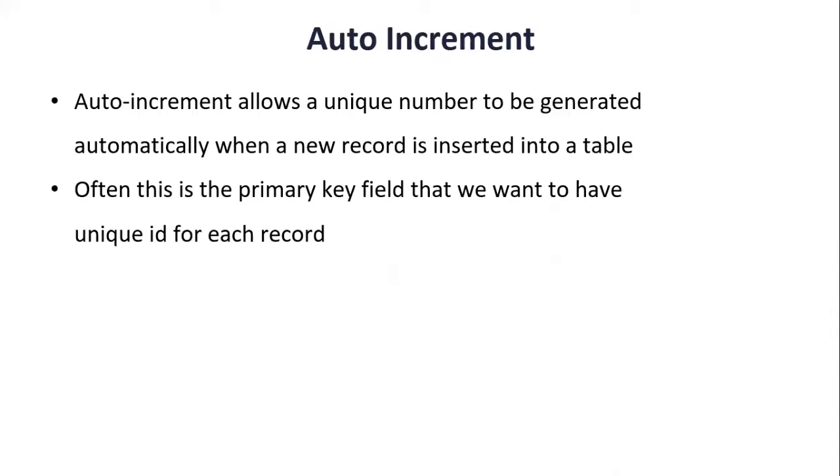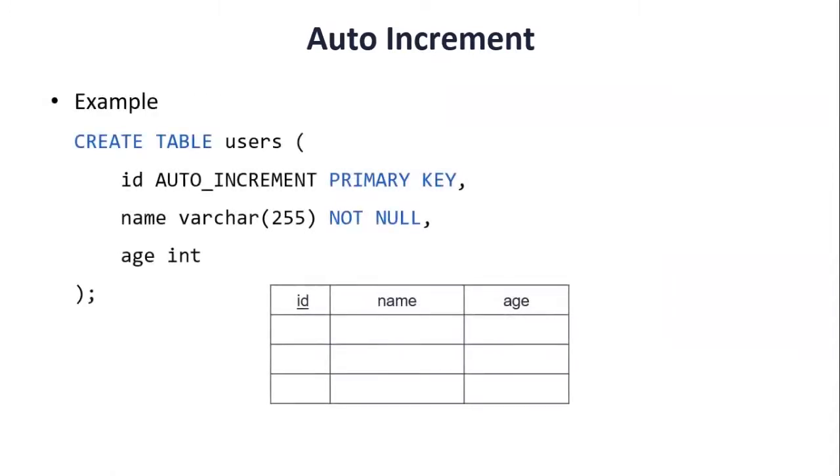Most of the time, we will see that this is the primary key field, where we want a unique ID for each record. So this is how we can define an auto increment primary key column. In the normal create table query, we can specify next to the column name the keyword auto increment. This is a special keyword, and the rest of the table is a normal create table query.